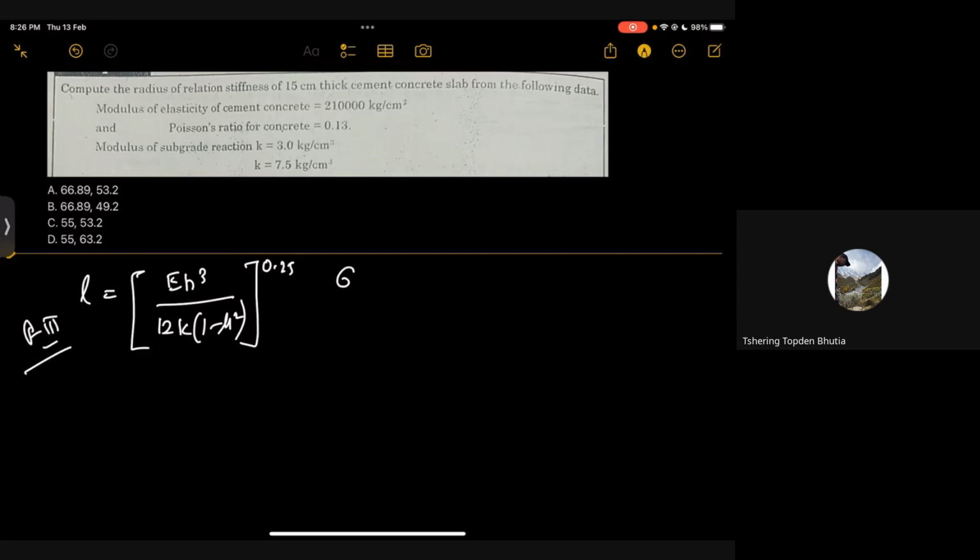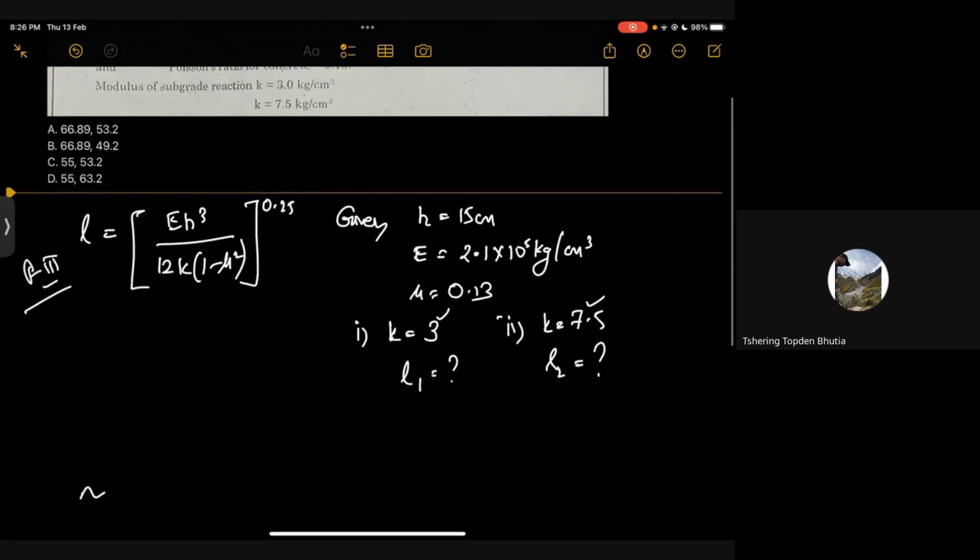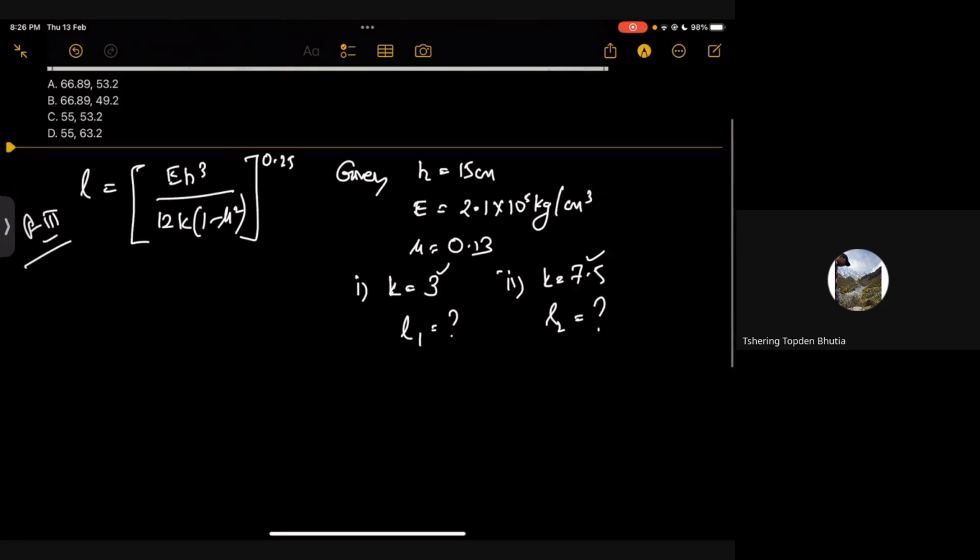I'll just give the values provided for us in the question. Radius of relative stiffness of a 15 centimeter thick cement concrete slab. The modulus of elasticity is given as 2.1 into 10 to the power 5 for ease of calculation, and the Poisson's ratio is 0.13, and there are two moduli of subgrade reaction. K is 3 and K is 7.5. So for these two cases we need to find the radius of relative stiffness, L1 and L2. I'll help you guys with the calculation of L1. Then you guys can calculate L2.